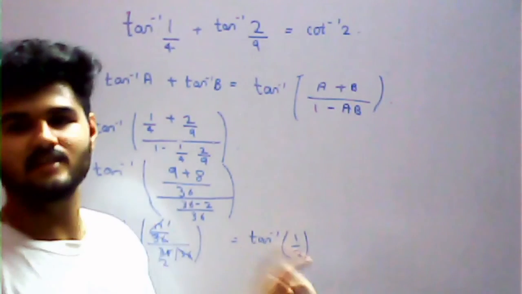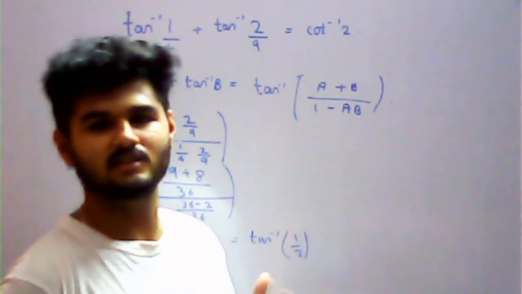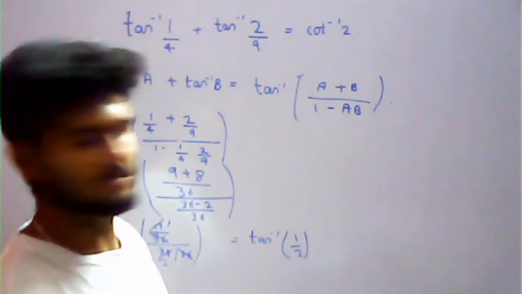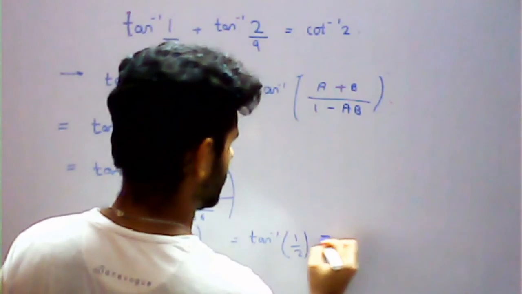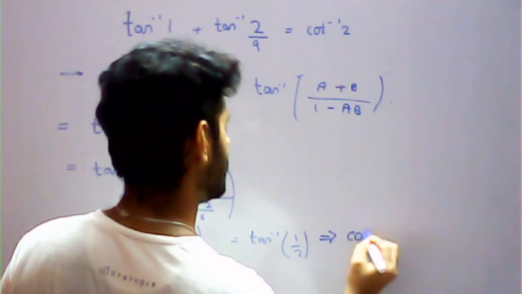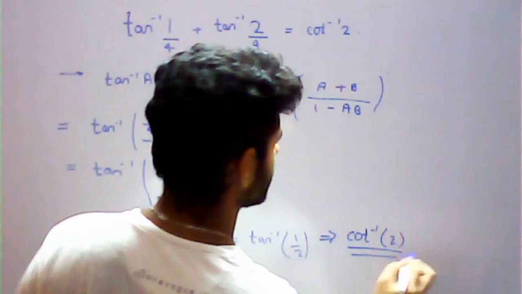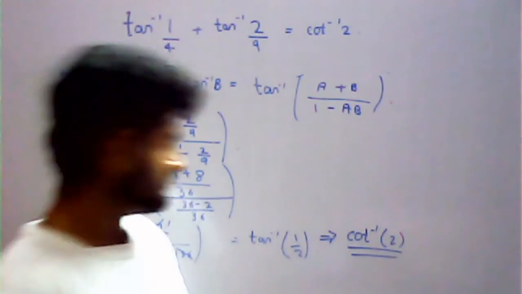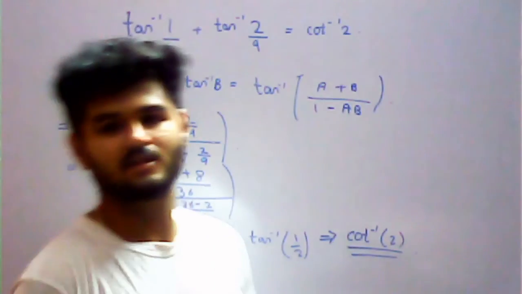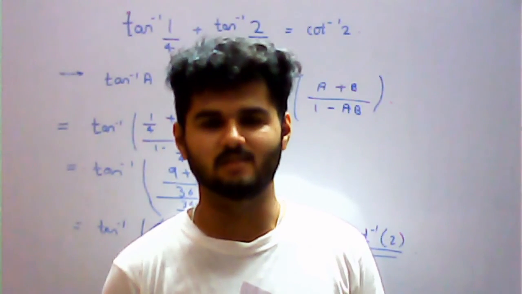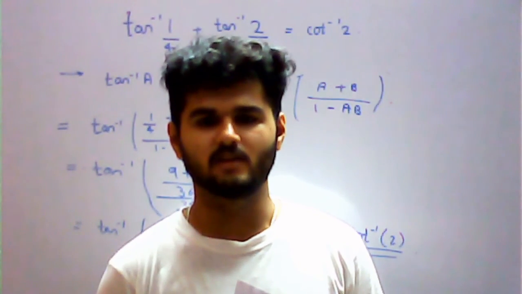As we know, tan is the reciprocal of cot or cot is the reciprocal of tan. So, tan inverse of 1 by 2 can also be written as cot inverse of 2, which is the required answer, hence proved. So friends, these were the most basic and simple form of examples from trigonometric topic in the MSBT question papers.